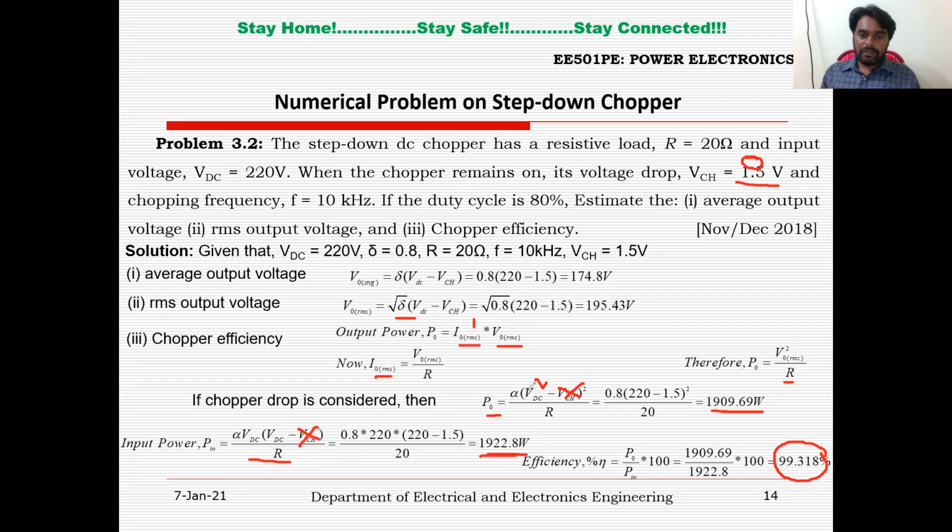So we will get the output power as alpha times VDC square by R. The input power is also alpha times VDC square by R. That means numerator and denominator will get cancelled. You will get 1, which is 100%. Right? So this is all about the buck chopper.